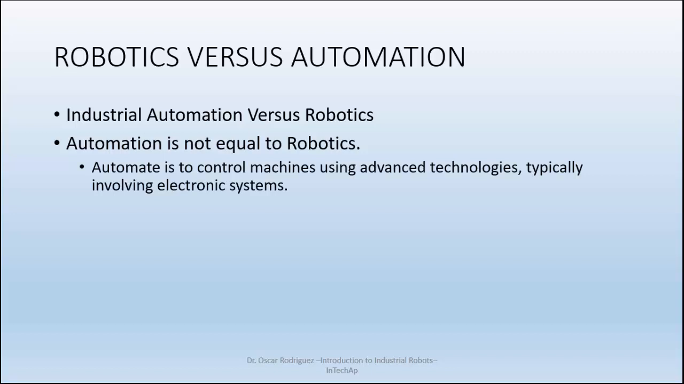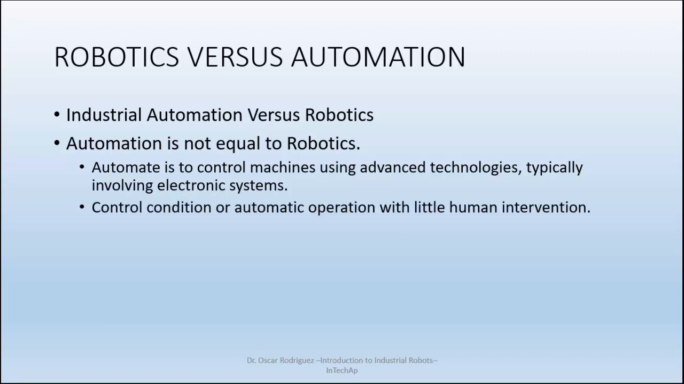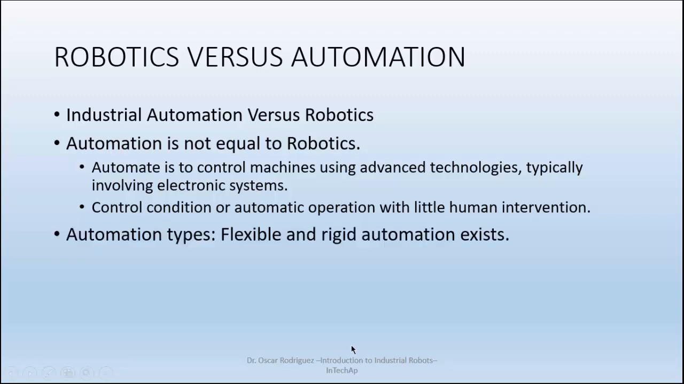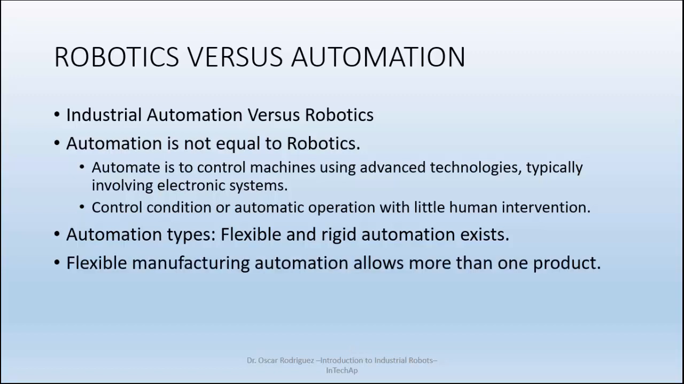That's one thing that we can differentiate. Automate is to control machines using advanced technologies typically involving electronic systems. And you're going to get to where I'm getting at here in a little bit. So that's the definition. Automate is to control, condition, or automatic operation with little human intervention or interaction. As another definition, there are actually at least two types of automation, and the two types we refer to are flexible and rigid automation. Those are two types of automation that exist today. Maybe they are even talking about a hybrid system today.